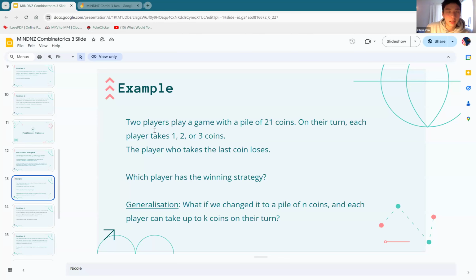So this is a pretty classic example. It's the game of 21. You have 21 coins, and on each turn, each player takes one, two, or three coins. Maybe you guys have seen this one before.